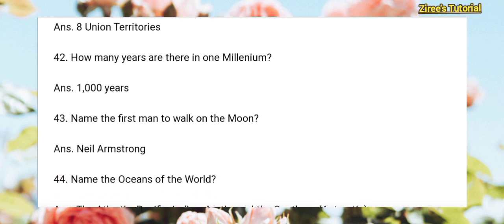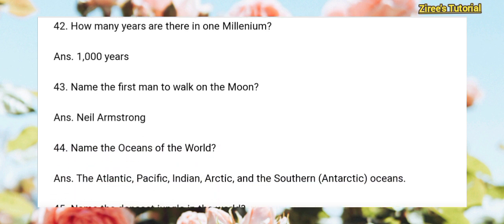How many years are there in 1 millennium? In 1 millennium, there are 1000 years. Name the first man to walk on the moon. Answer is Neil Armstrong. Name the oceans of the world. The Atlantic Ocean, Pacific Ocean, Indian Ocean, Arctic Ocean, and the Antarctic Ocean. Antarctic Ocean is also known as Southern Ocean.